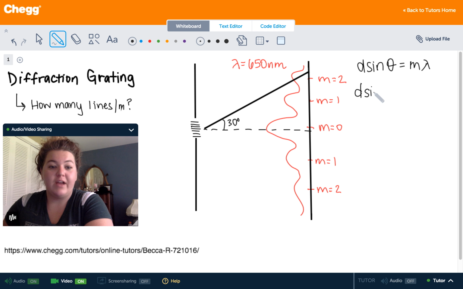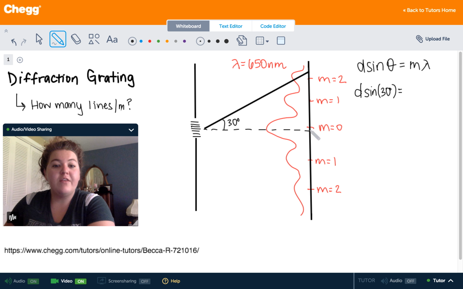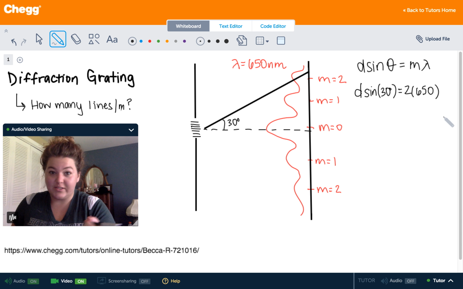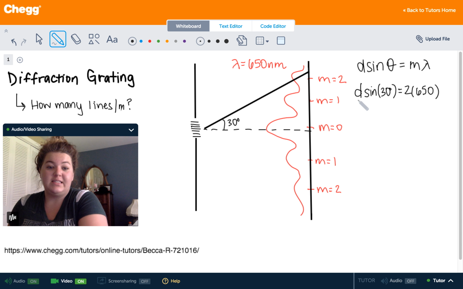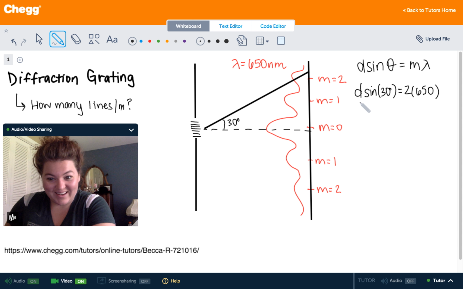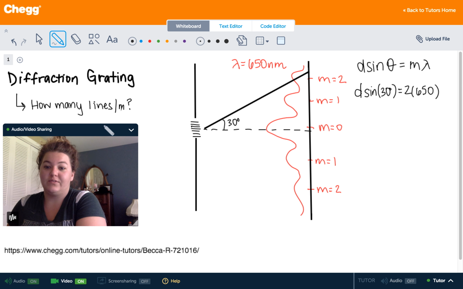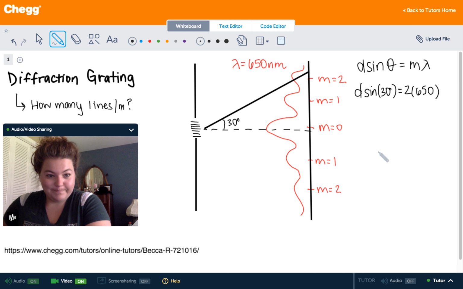And then we have the sine of our angle, where sine theta is the sine of 30 degrees. And the order that we know about at 30 degrees is 2. And we know that our monochromatic light has a wavelength of 650 nanometers, which is red light. I did leave this in nanometers. That's okay for right now. It just means that the d value that we solve for is going to be in nanometers rather than meters. You can convert in the beginning or you can convert at the end. Since we're asked for lines per meter, I'm just going to convert at the end.